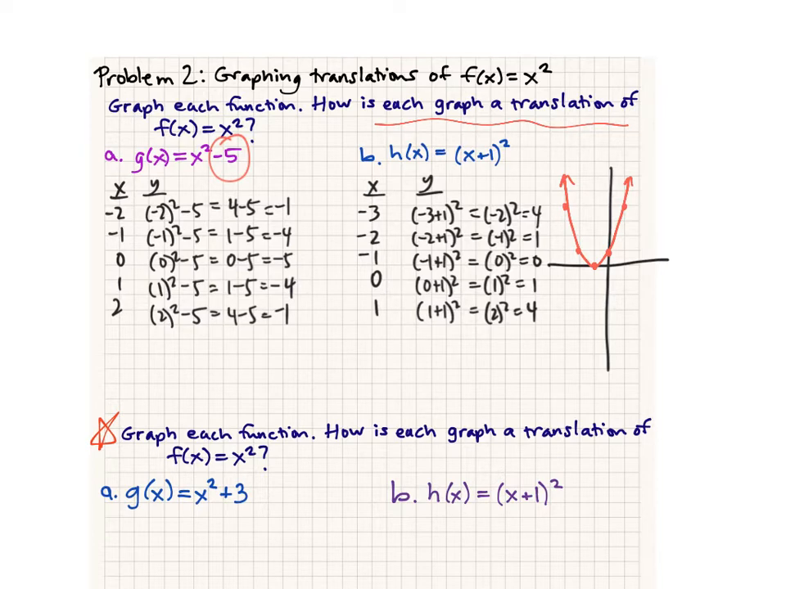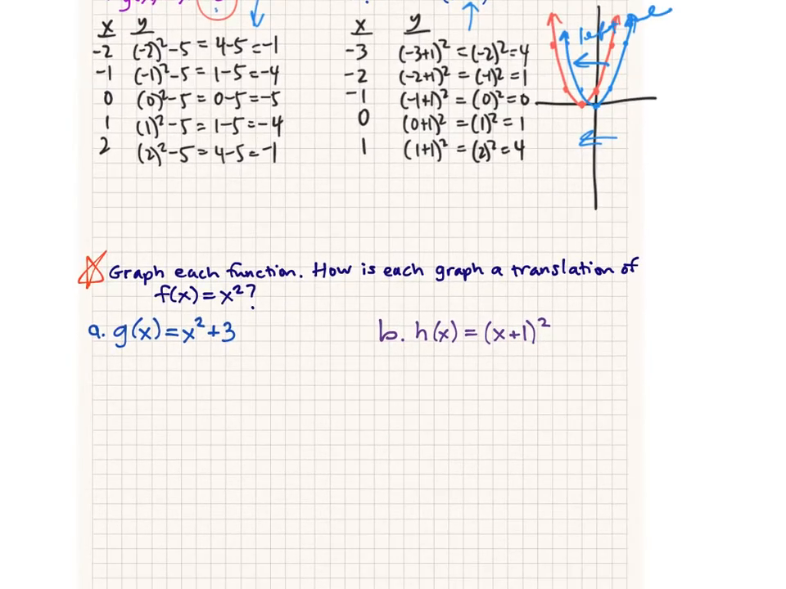Well, you can see here, if we have our parent function, this has just moved left 1. And so that's because the number being subtracted from x is -1. So it's going left 1, right? And this was outside of the square. This was -5, so it's going down 5. This means it's going left 1.